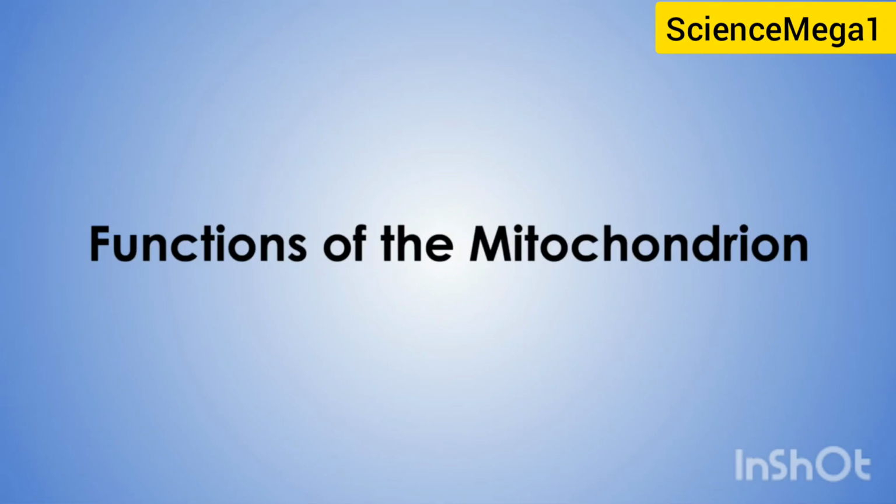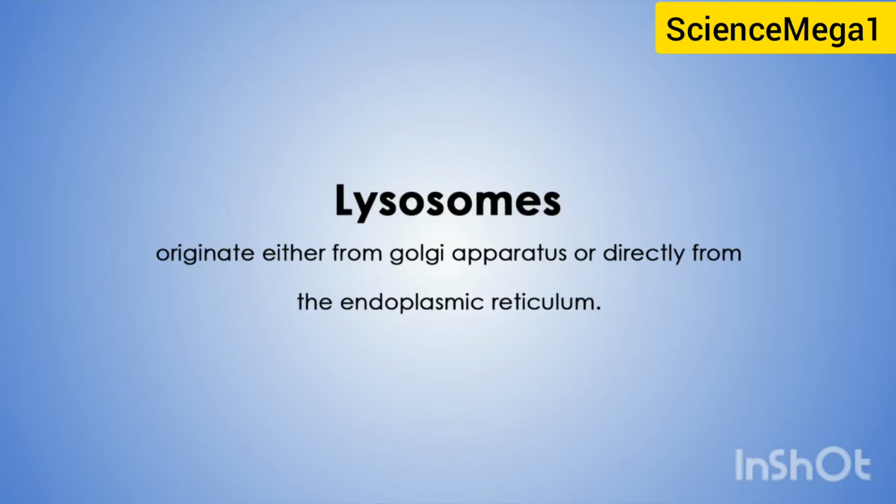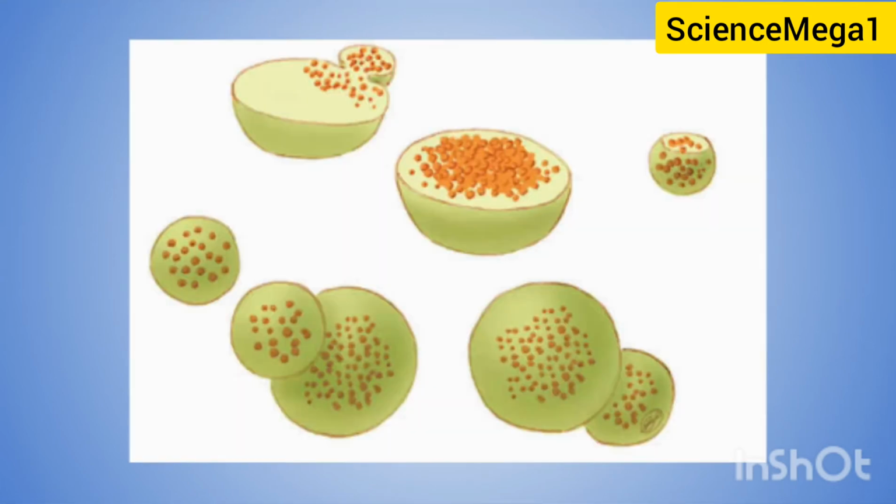Now let's look at the function of the mitochondria. It is a site for energy production in the form of ATP, which is adenosine triphosphate. Another organelle found in the cell is the lysosomes. Lysosomes originate either from Golgi apparatus or directly from the endoplasmic reticulum.